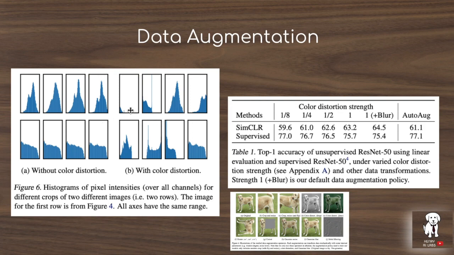So then they show the difference between when you use the color distortion and how you can change these color histograms such that the neural network can't just look for something like this, and it has to learn a more semantic representation of the data.